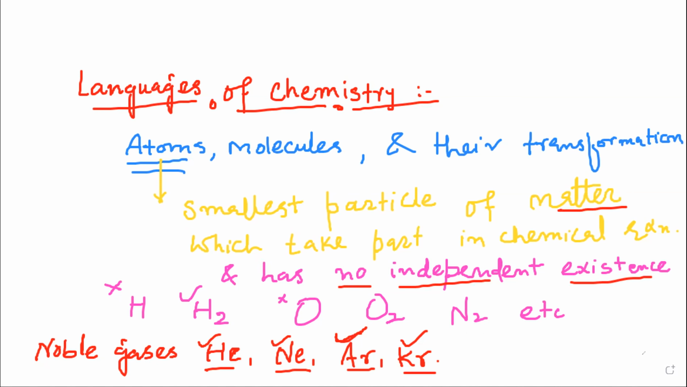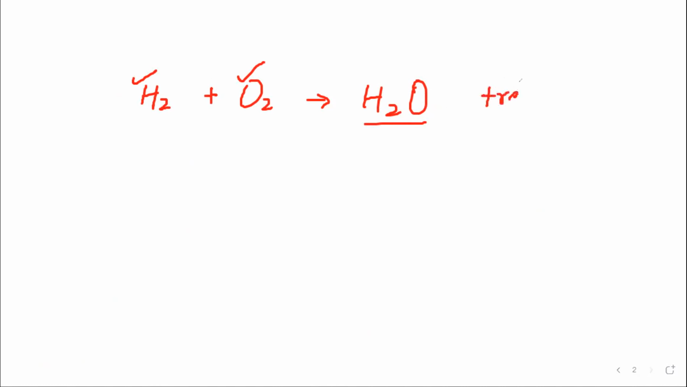Now, let's see the chemical reaction. For example, you can see here we have hydrogen atoms. They react with oxygen atoms and form water, right? Water is a molecule. Now what happened here? This is the molecule of hydrogen, and this is the molecule of oxygen. When they combine, they form this water molecule. So this is the transformation, isn't it? I told you that in chemistry, we study atoms, molecules, and their transformation, right? This is how the transformation takes place here.